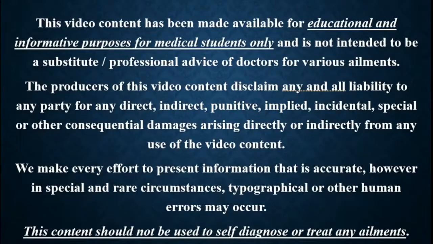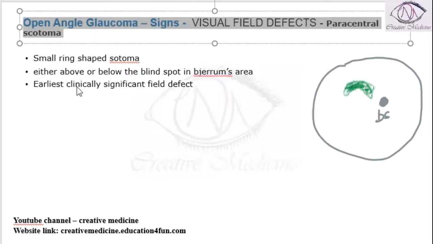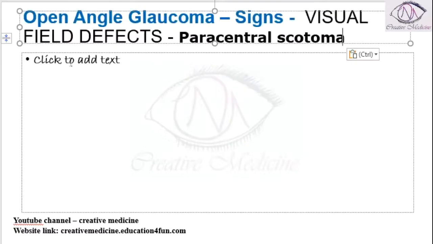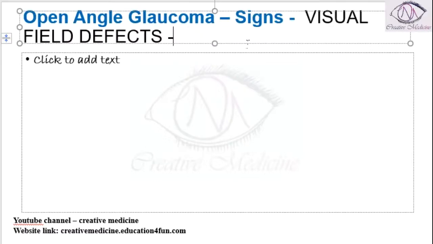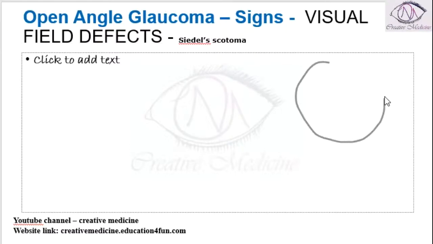In this lecture, we will learn about visual field defects. The next visual field defect is Siedel's scotoma. In Siedel's scotoma, this is the paracentral scotoma, and this is the blind spot, right? This is the paracentral scotoma, this is the blind spot. Now, if you join the paracentral scotoma and the blind spot like this, it is called Siedel's scotoma.